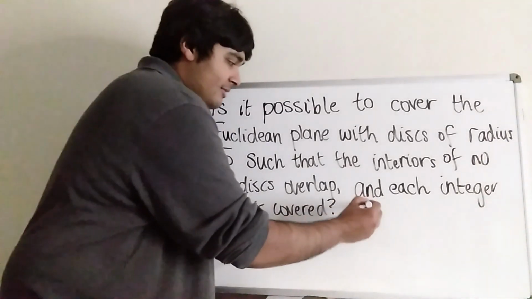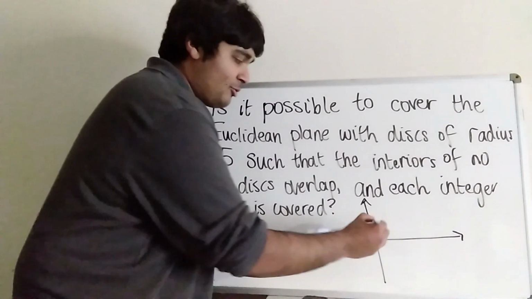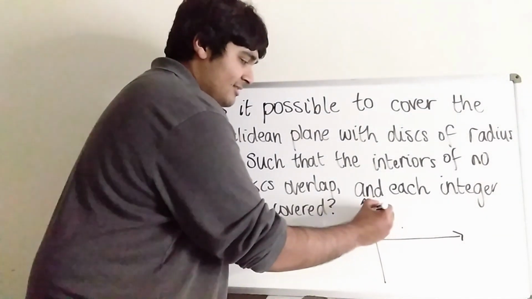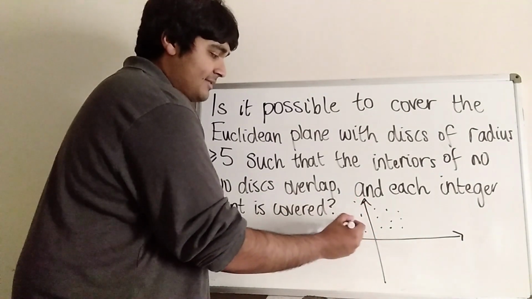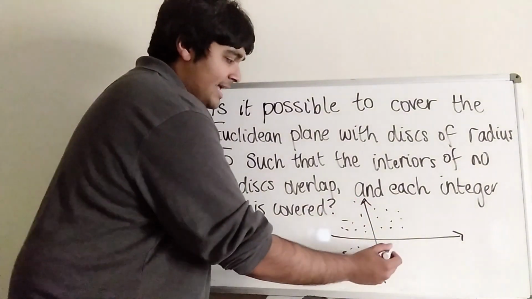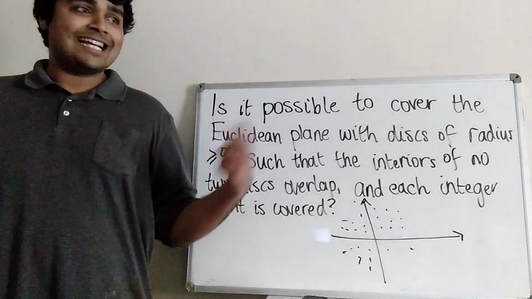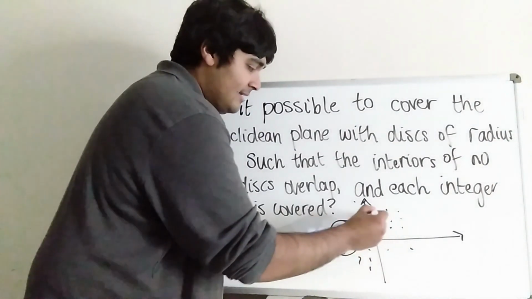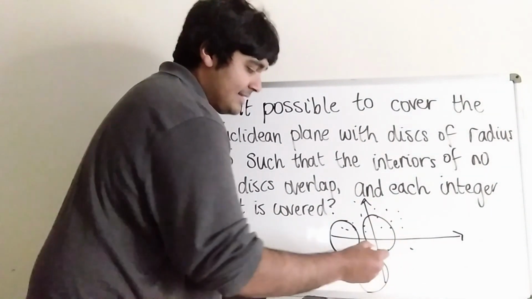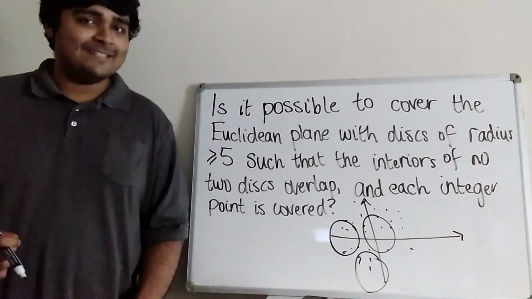So we have the real plane, or the Euclidean plane, like so, and we draw on all the integer points. So that's the points where both coordinates are integers. Okay, so it goes over the negatives as well, and so on. And we want to know, is it possible to draw on these discs, and each disc has a radius at least 5, onto the plane, say something like that, and so on, across the whole plane, such that every single integer point is covered.